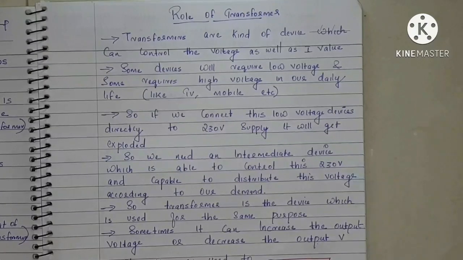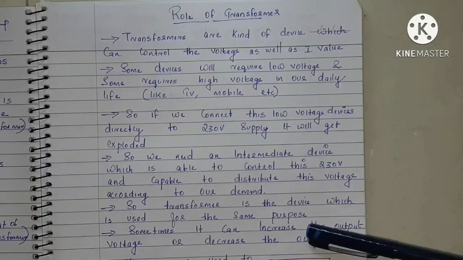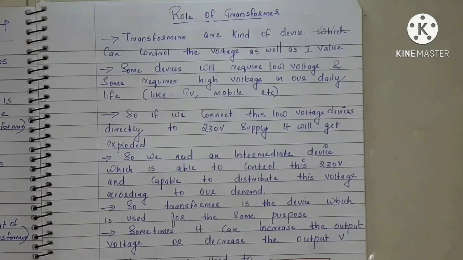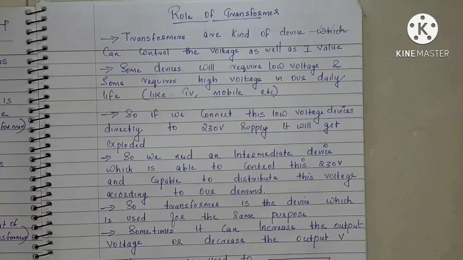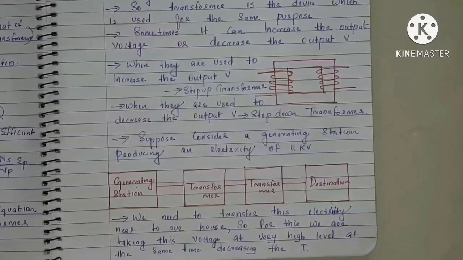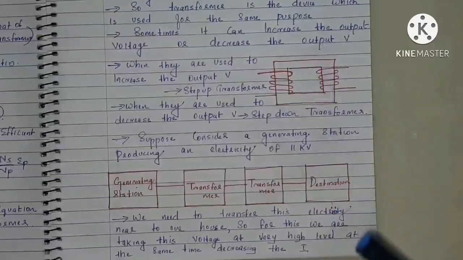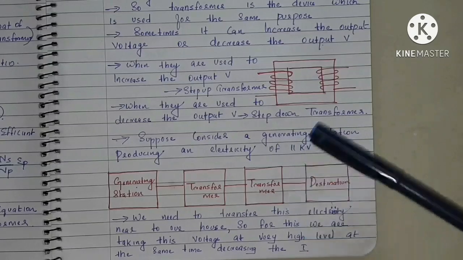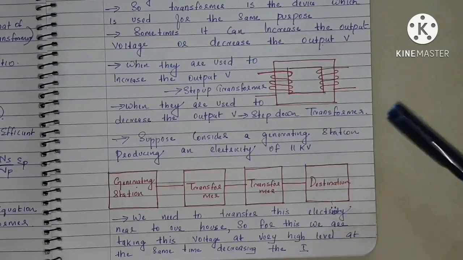So we need an intermediate device, which is nothing but a transformer, which is capable of controlling this 230 volt and capable of distributing this voltage according to our demand. This intermediate device is nothing but a transformer, which is used for the same purpose. Sometimes it can increase the output voltage or sometimes it can decrease the output voltage. When they are used to increase the output voltage, such type of transformers are known as step-up transformer, and when the transformers are used to decrease the output voltage, that type of transformer is known as step-down transformer.